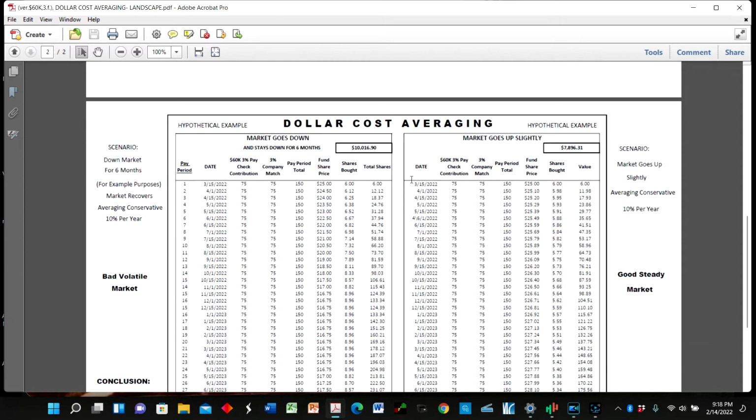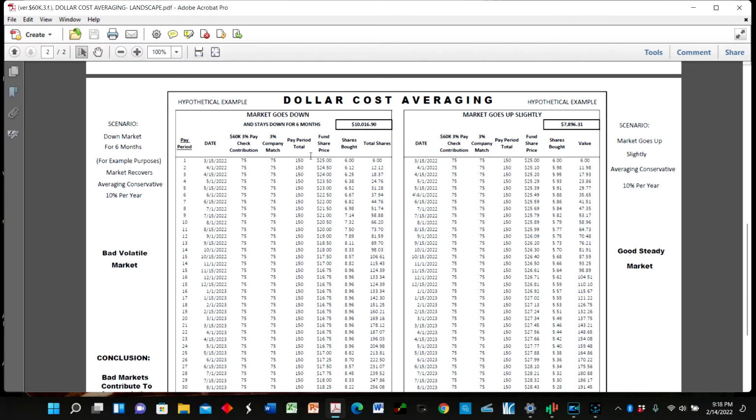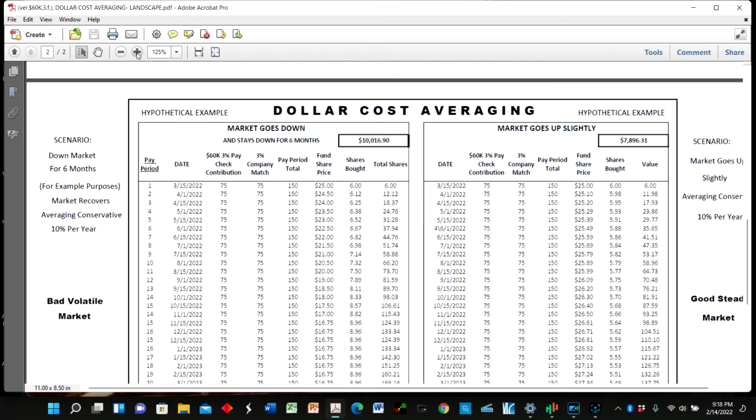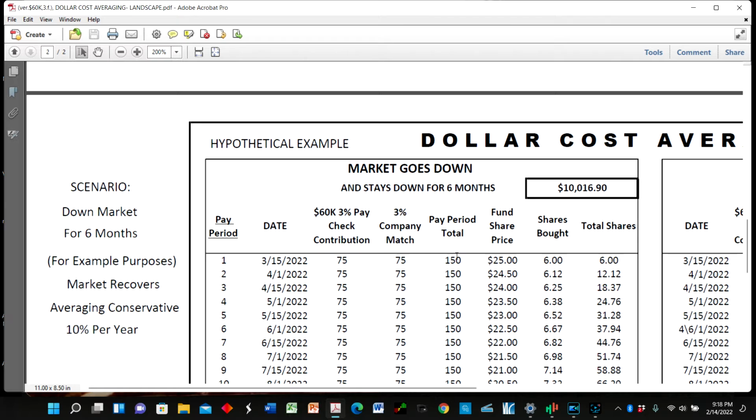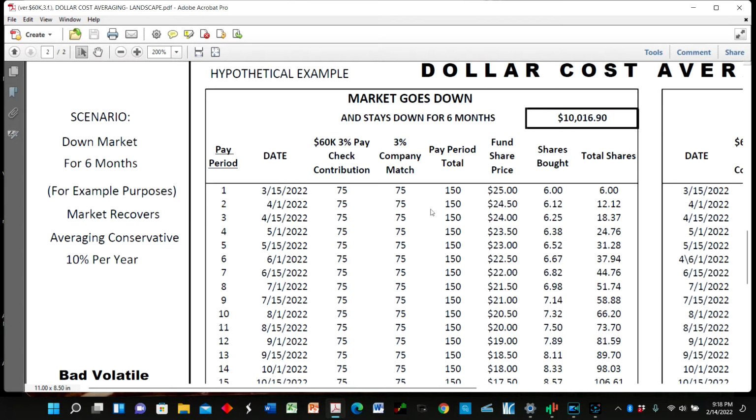Okay, so what I did is I made this scenario, and let me just zoom in a little bit so you can see this. The scenario is, this is a person who makes $60,000 a year, and they're contributing 3% of their paycheck into a company match. The company's matching 3%, which is very unusual for companies to match. But anyway, there are 2 pay periods in the month. They get paid on the 1st and the 15th, and this is going to go on for 24 months.